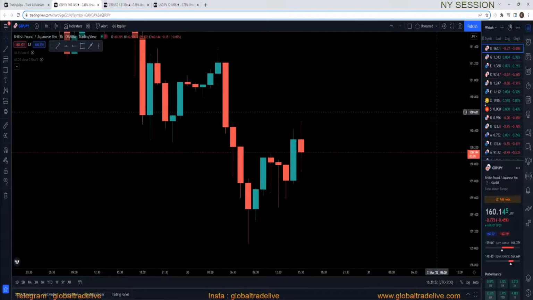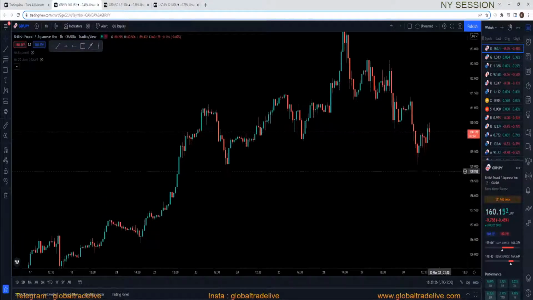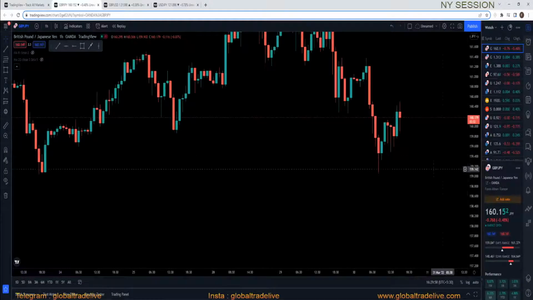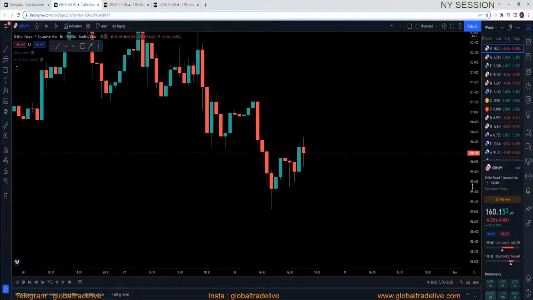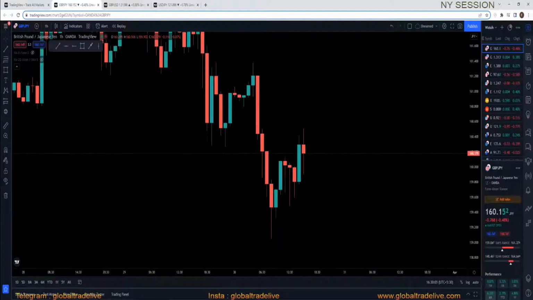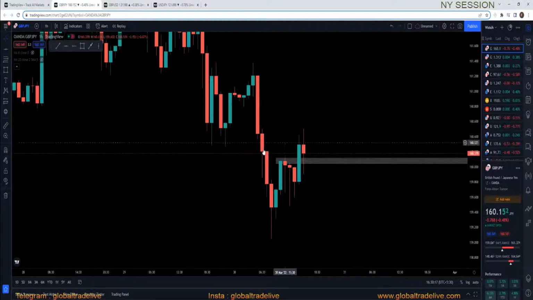So after the 4 hour, let's talk about the 1 hour. Let me just zoom out. Okay, I think it looks good now. So what's there in the 1 hour? Basically the market is now creating higher highs and higher lows. So there is a support down over here.